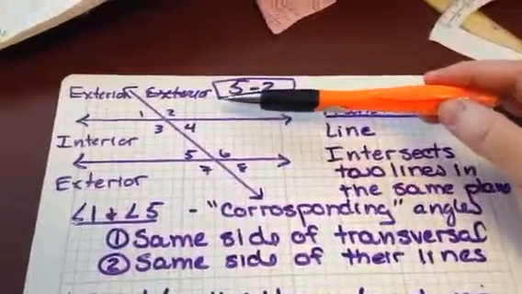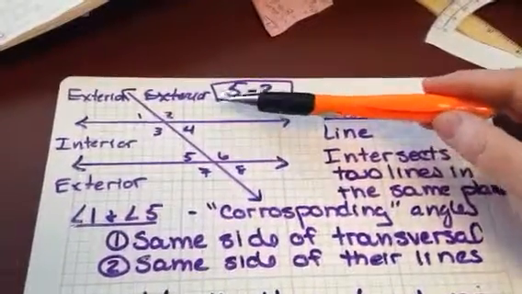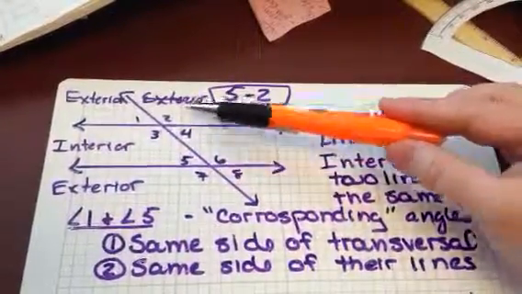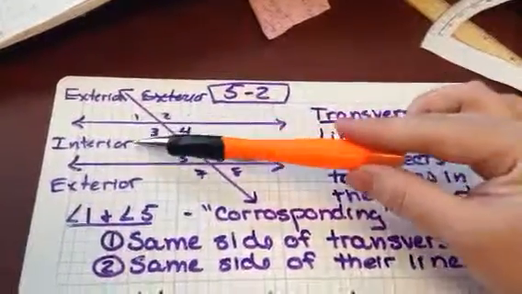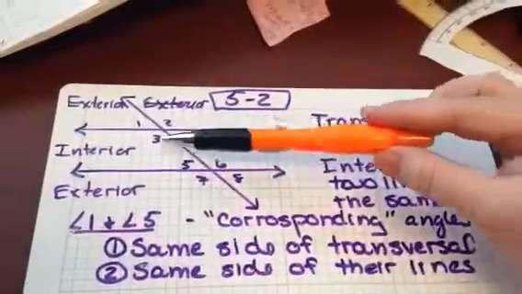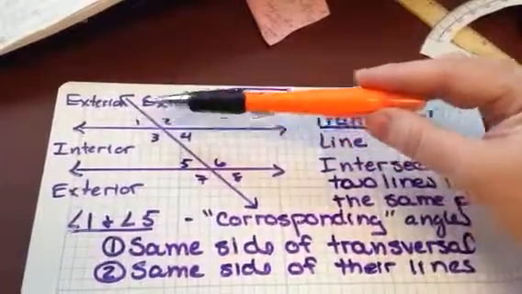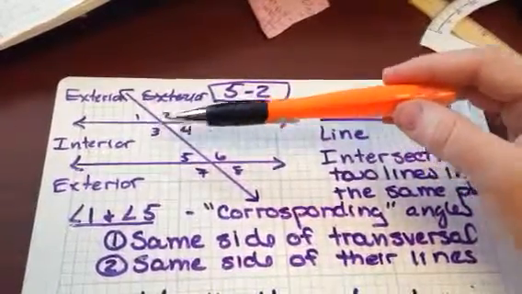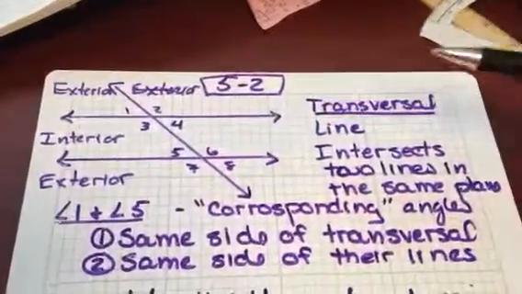Now, we weren't using, and we'll use the terminology now, all of the angles that are on the outside of the sandwich of these two parallel lines are exterior. All of the angles inside the sandwich of the two parallel lines are interior. So our angles 1, 2, 7, and 8 are all exterior. Our angles 3, 4, 5, and 6 are all interior.